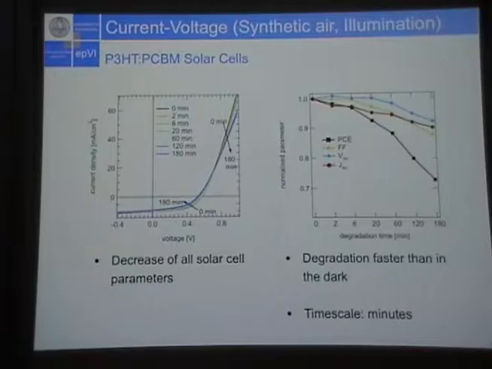Now, how to understand this behavior? These parameters are a very complex function of charge carrier density and charge carrier mobilities, and both of them are influenced by traps. So we try to address these issues individually. I start with the trap density.